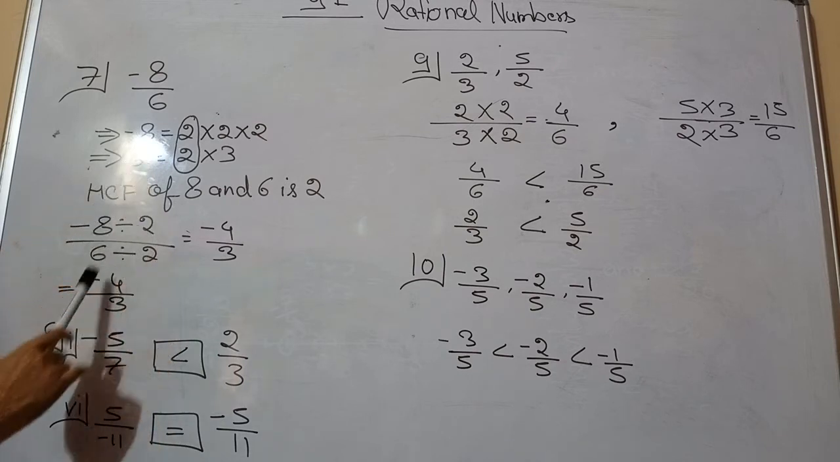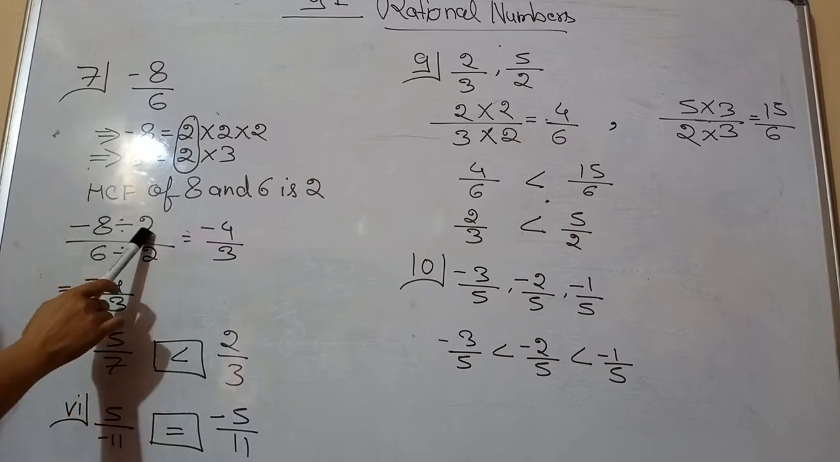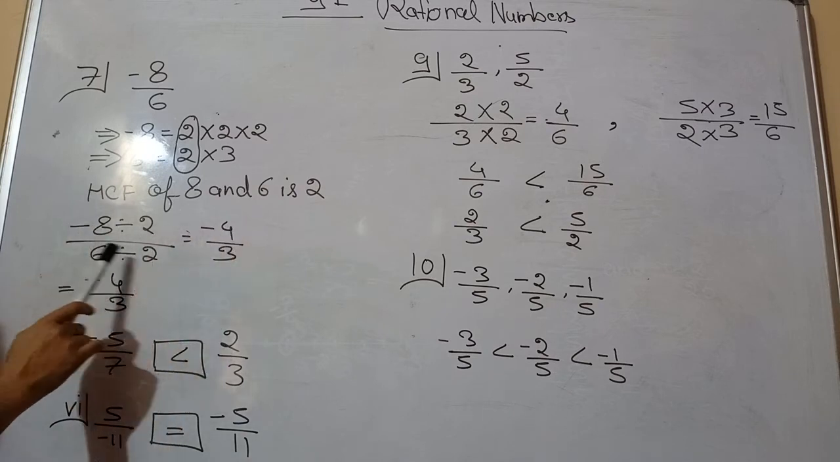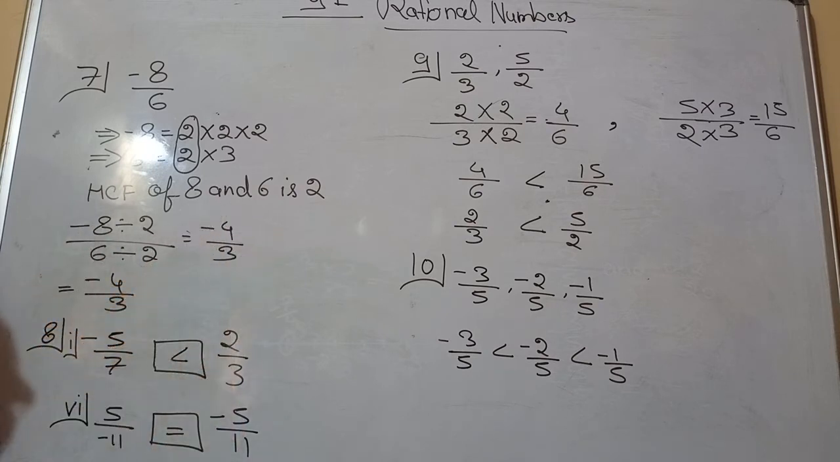So after taking out the HCF, you have to divide the given two terms by its HCF. So minus 8 divided by 2, 6 divided by 2. So 2 4s are 8 and minus sign, 2 3s are 6. So what is the simplest form? That is minus 4 by 3. This is how you can find out the simplest form of the given number.